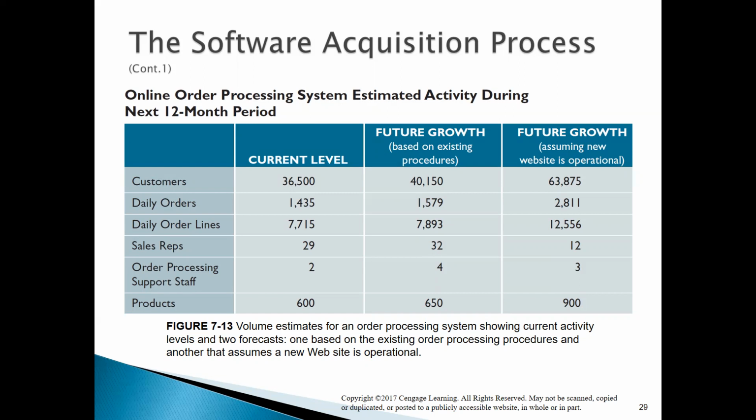This table shows what the current system is like and what the new system would be like. Look at this, the current level: feature growth based on existing procedures. With the current system, if there's growth, this would be the growth. Now look at the current level, assuming that the website is operational, your growth increases to that much. So this is something you can cross compare while evaluating the system.